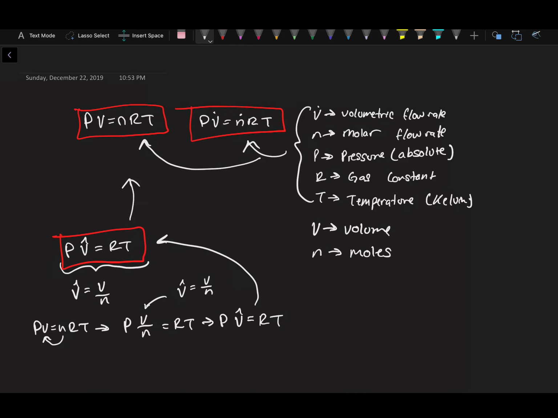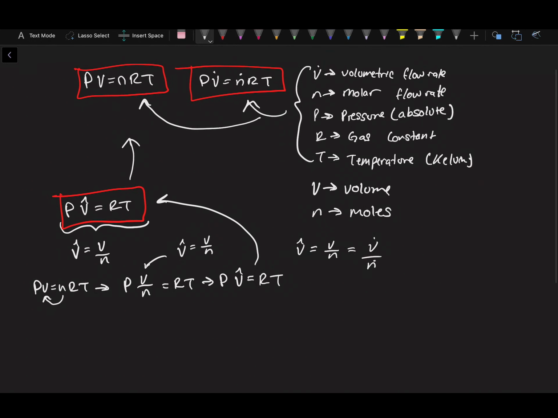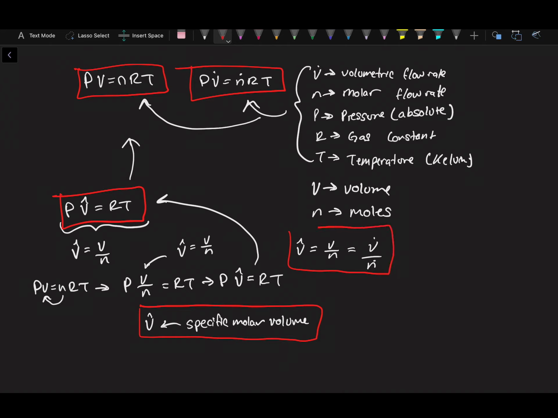We could also say that V hat equals V over N, or V dot over N dot, and that is also totally valid. Now, V hat does have a special name. V hat is called your specific molar volume. Whenever a gas behaves ideally, it is also said to be a perfect gas.